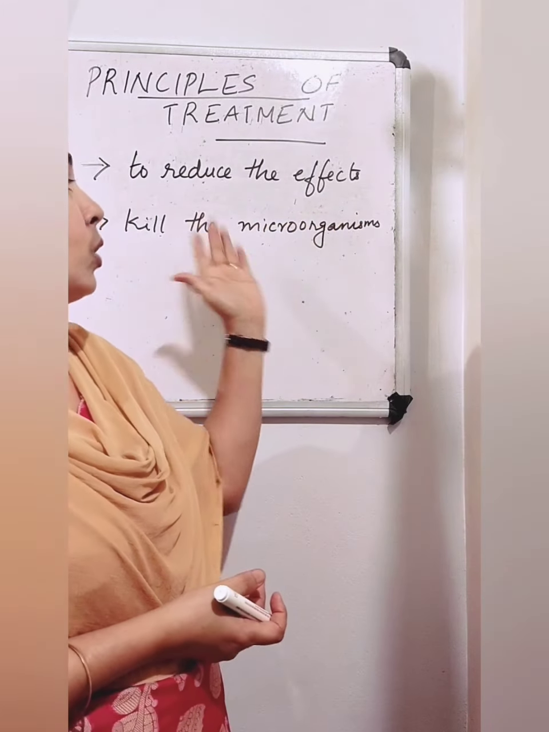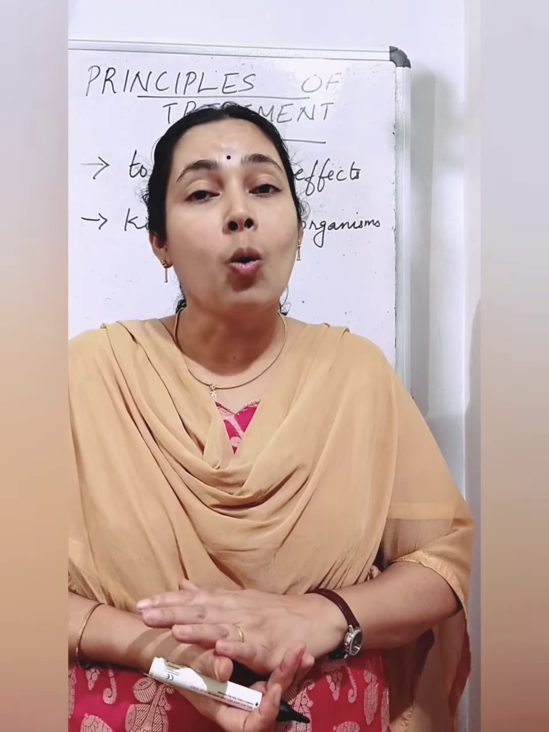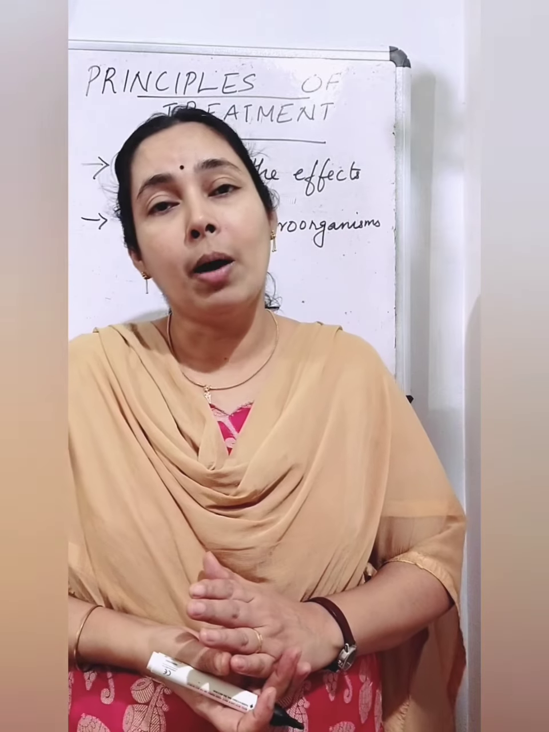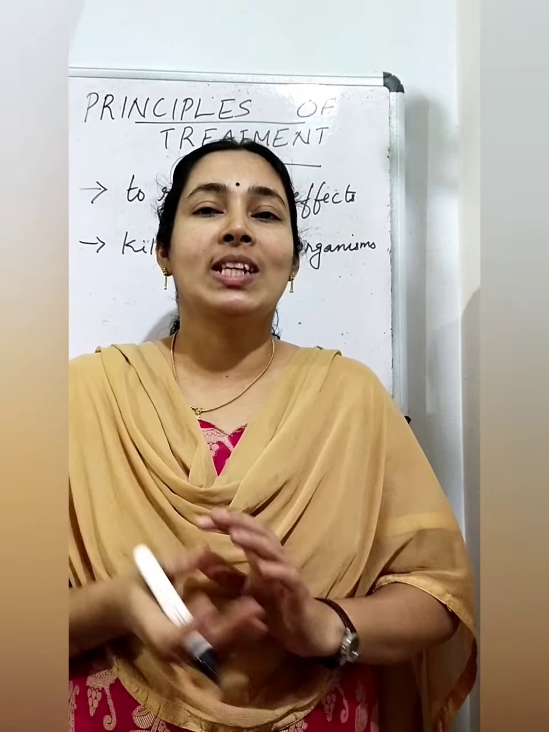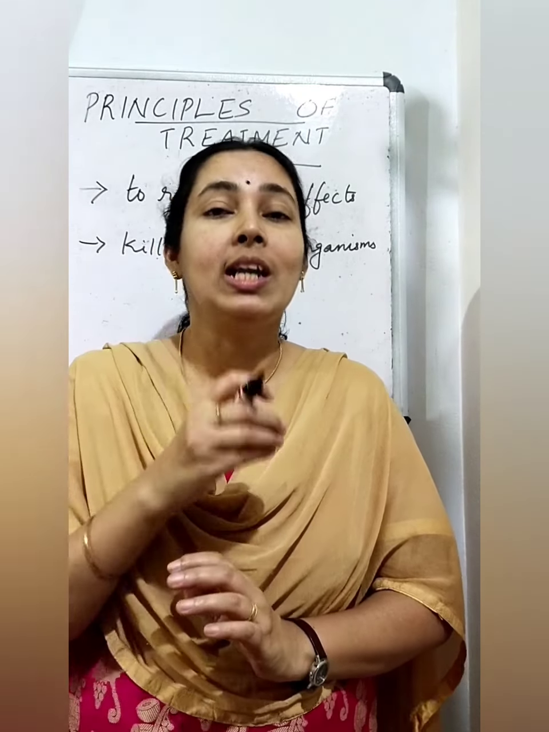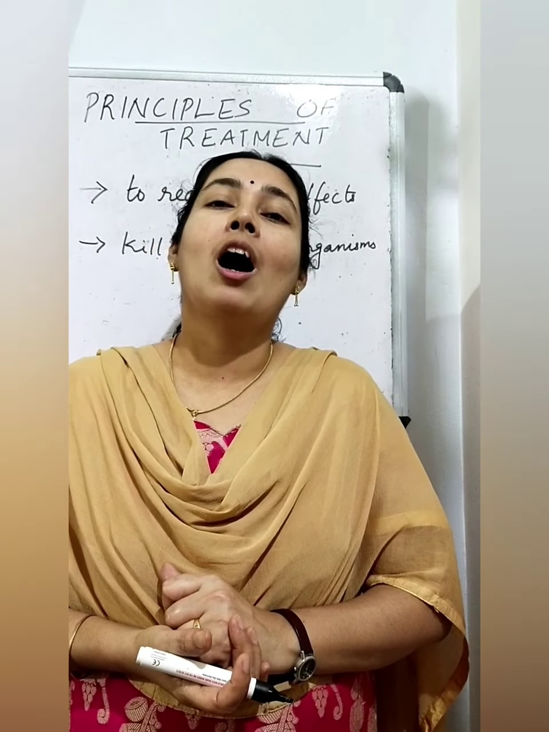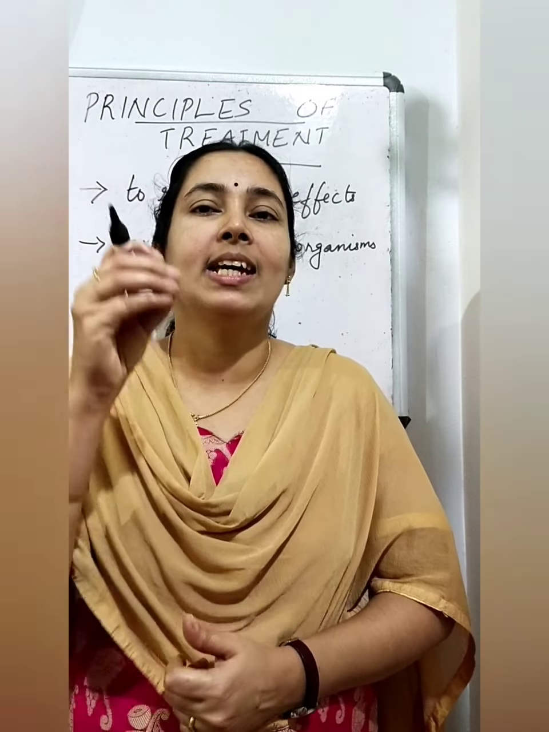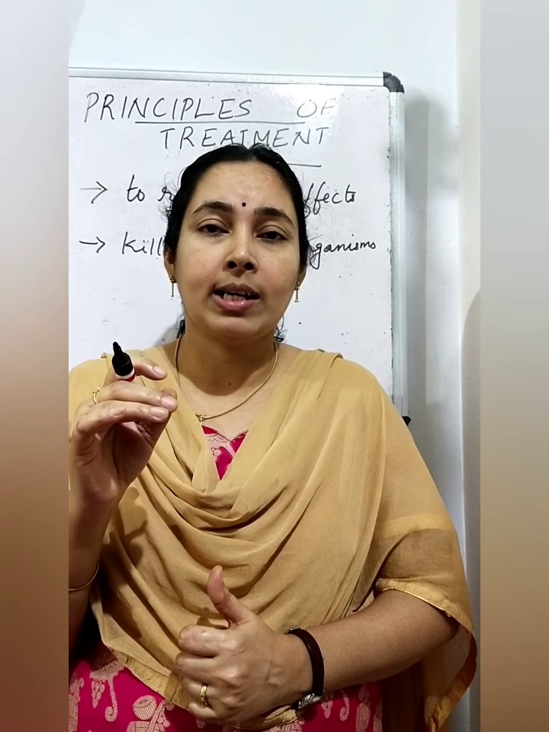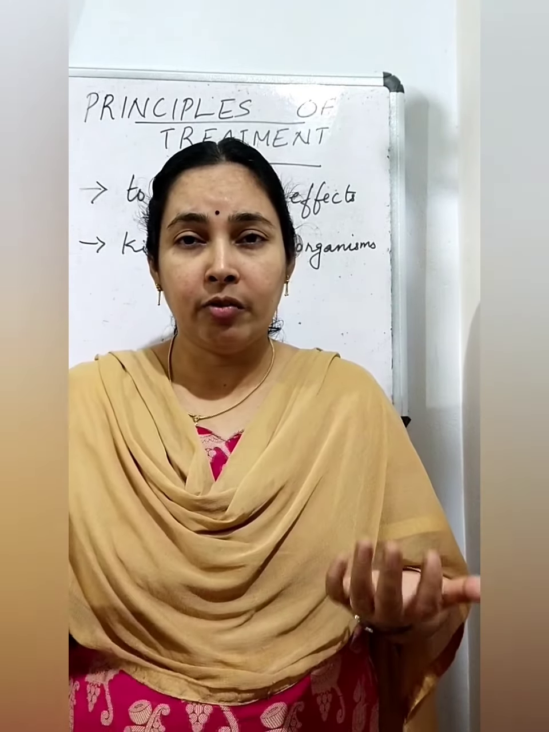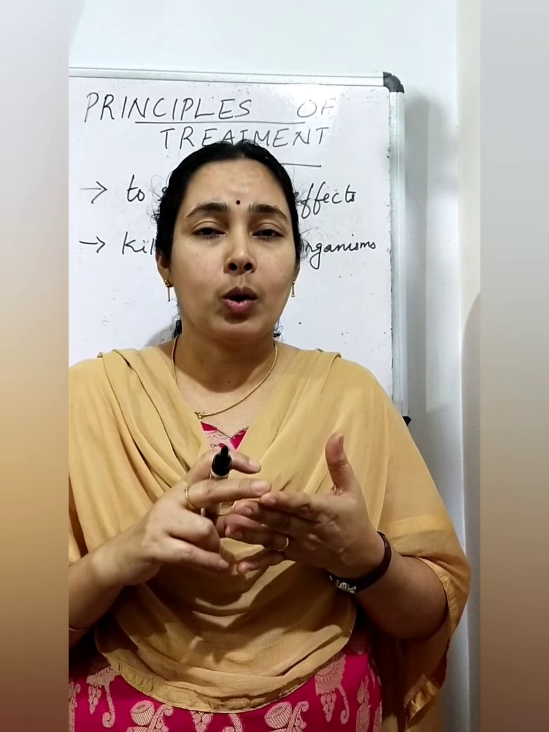So which method is better? To reduce the effects or to kill the microorganism? The second method is better: to kill the cause of the disease, or to kill the microorganism. To get a complete cure, we should follow the second way. So how do we kill the microorganism? One way is to use some medicines that kill the microorganisms. We have already discussed microorganisms, and we saw that they are classified into different categories like virus, bacteria, fungus, protozoa and all.